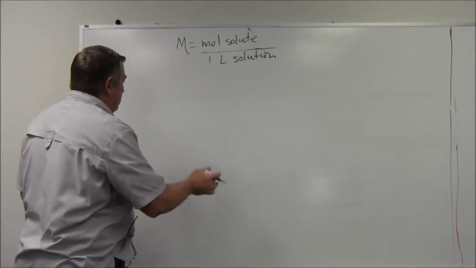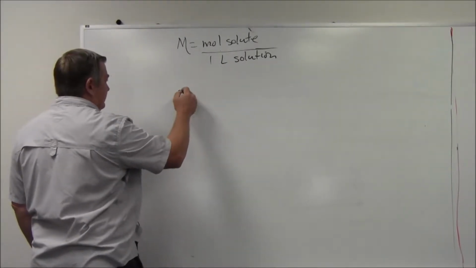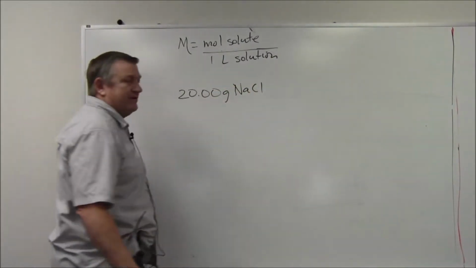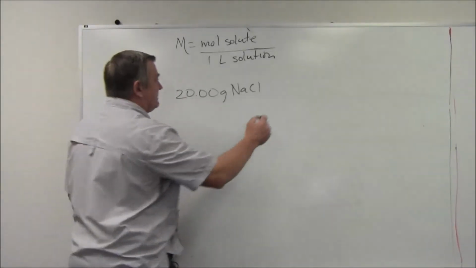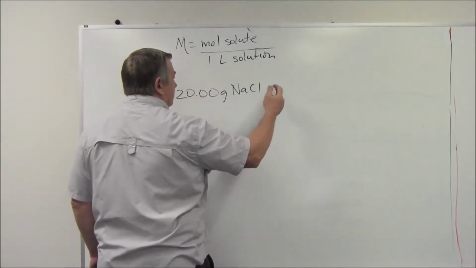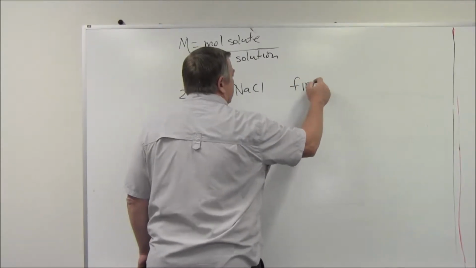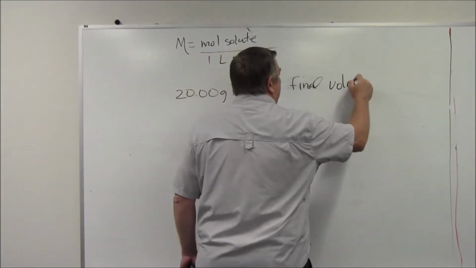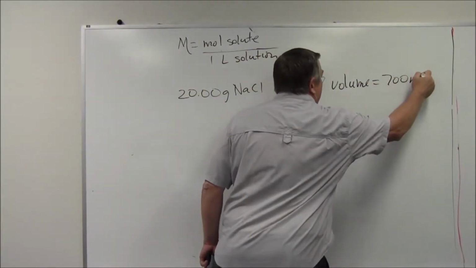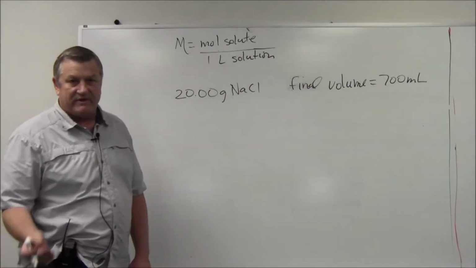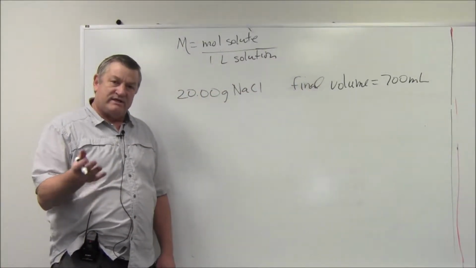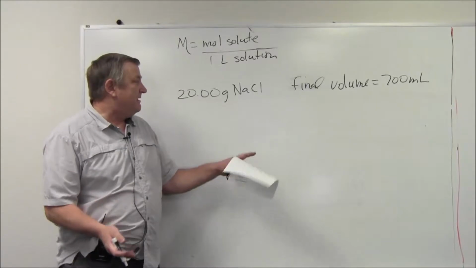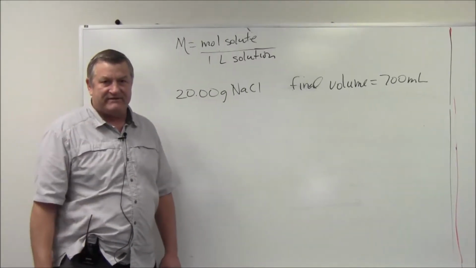And so let's go to a balance and weigh out 20 grams of sodium chloride. Okay, 20 grams of sodium chloride. And we're going to dissolve that in enough water to get a final volume of 700 milliliters. That is not the initial volume of the water before we put the salt in. Because when the salt goes in and dissolves, if we put 700 milliliters in it first and then put in the salt, the volume is going to raise past 700 milliliters.